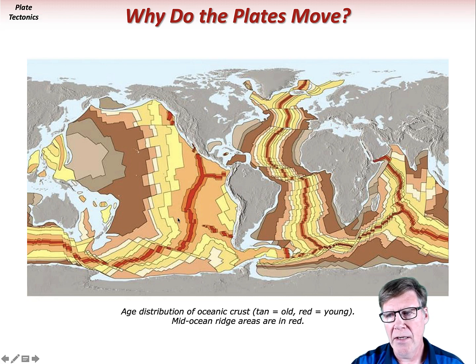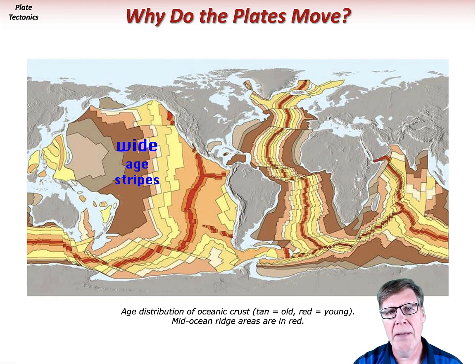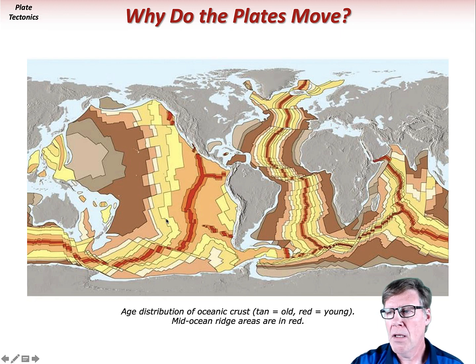A large area of orange, large areas of yellow, brown, and tan. And what that means is that for that certain interval of time, you're creating that much oceanic crust. In the Atlantic Ocean basin, by contrast, you can see that the stripes are much thinner than their counterparts in the Pacific, which means for that same time interval, you're producing much less oceanic crust.